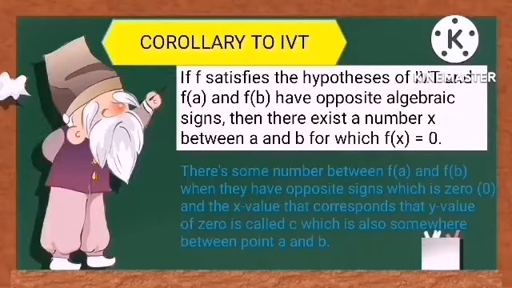There is also a corollary to IVT that states if f satisfies the hypothesis of IVT and f(a) and f(b) have opposite algebraic signs, then there exists a number x between a and b for which f(x) is equal to 0. This means that there's some number between f(a) and f(b) when they have opposite signs, which is 0, and the x value that corresponds to that y value of 0 is called c, which is also somewhere between point a and b.